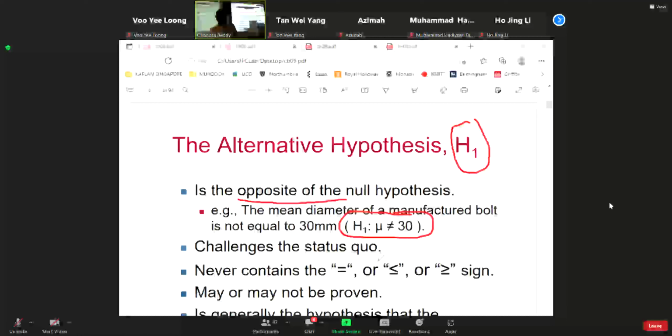When the null hypothesis says that the mean is 30, then the alternate hypothesis is that the mean is not equal to 30. So you can't say the mean is less than 30 or greater than 30, but it is not equal to 30. It will never contain equality. So you cannot find these equality symbols, but you may find just greater than, or you may find less than. The alternate hypothesis can contain not equal, or can contain greater than or less than, but not less than or equal to.